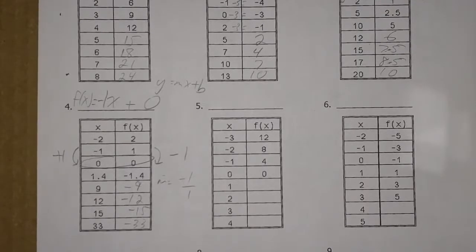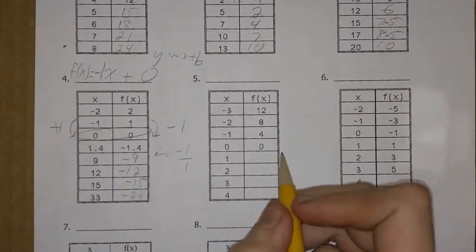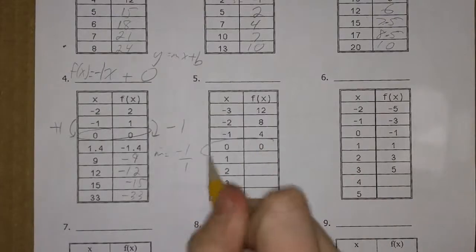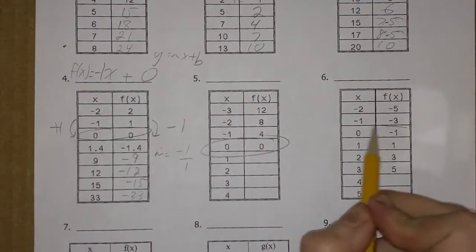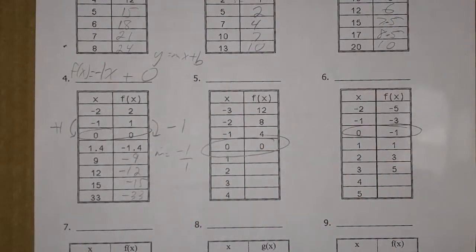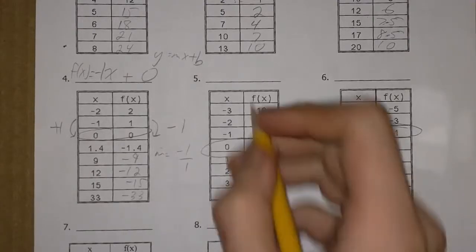Alright, so those of you watching at home, let's carry on. Let's see. So the y-intercept is actually showing on number 5. In fact, it's also showing on number 6. If you go ahead and circle that, we know there's our y-intercept.